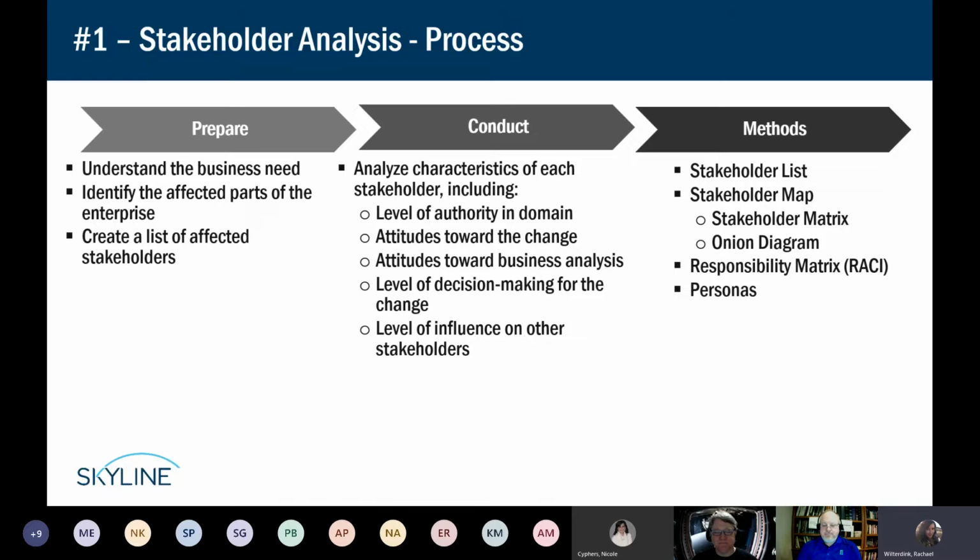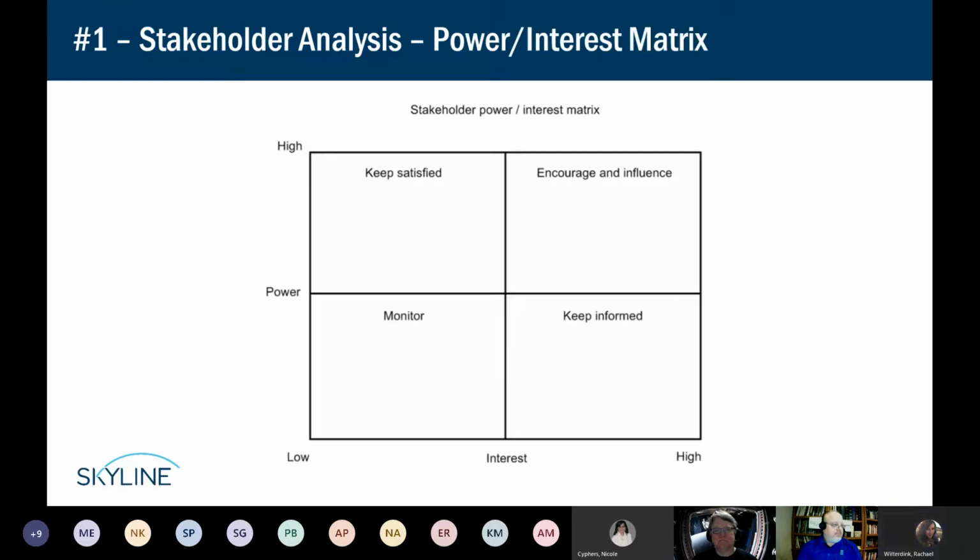And then there's different methods that we can use to conduct stakeholder analysis, and there are a few listed here under methods, like lists, maps, matrices, diagrams, charts, personas. I'm not going to take a look at all of these in any level of detail, but I'll just give you a high level on a couple of them. So the first one is the power interest matrix. Have any of you seen this before? Raise your hand if you have.